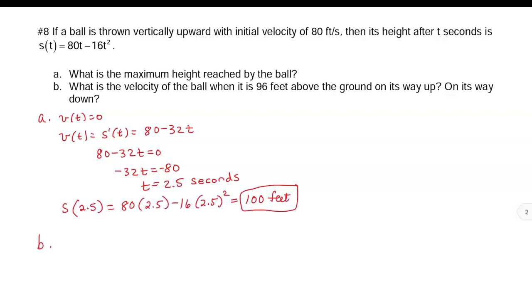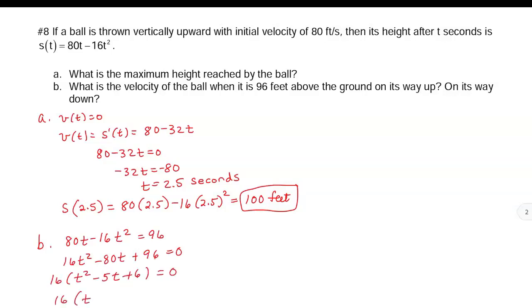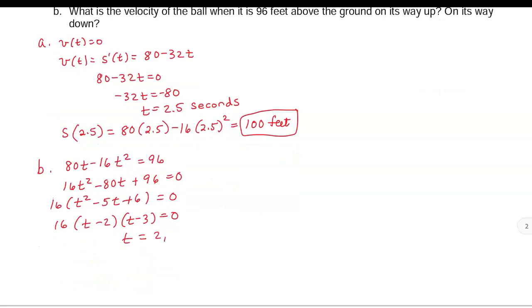Part B. What is the velocity when it is 96 feet above the ground on its way up, and then 96 feet above the ground on its way down? This means we want to set the position function equal to 96. So set that equal to 96 and solve. So I'm getting possible values of t as 2 and 3.